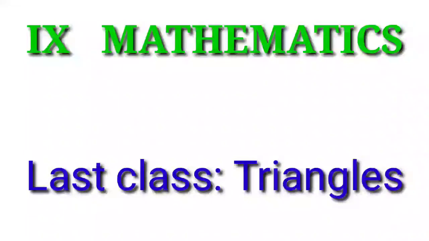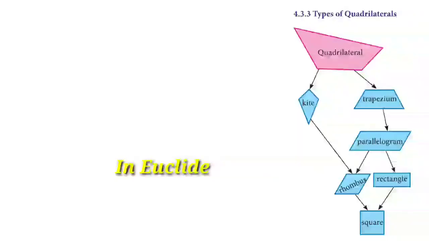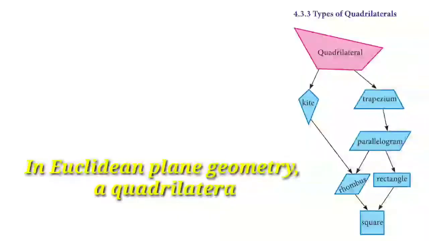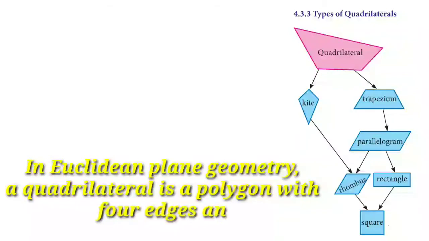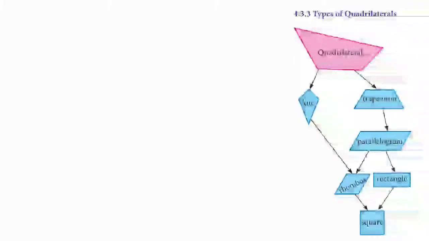In the last class we studied about triangles. In today's class we are going to learn about the types of quadrilaterals and its properties. Before seeing the types of quadrilaterals, we will see the definition of the quadrilateral. In Euclidean plane geometry, a quadrilateral is a polygon with 4 edges and 4 vertices. The types of quadrilaterals we studied are kite, trapezium, parallelogram, rhombus, rectangle and square.